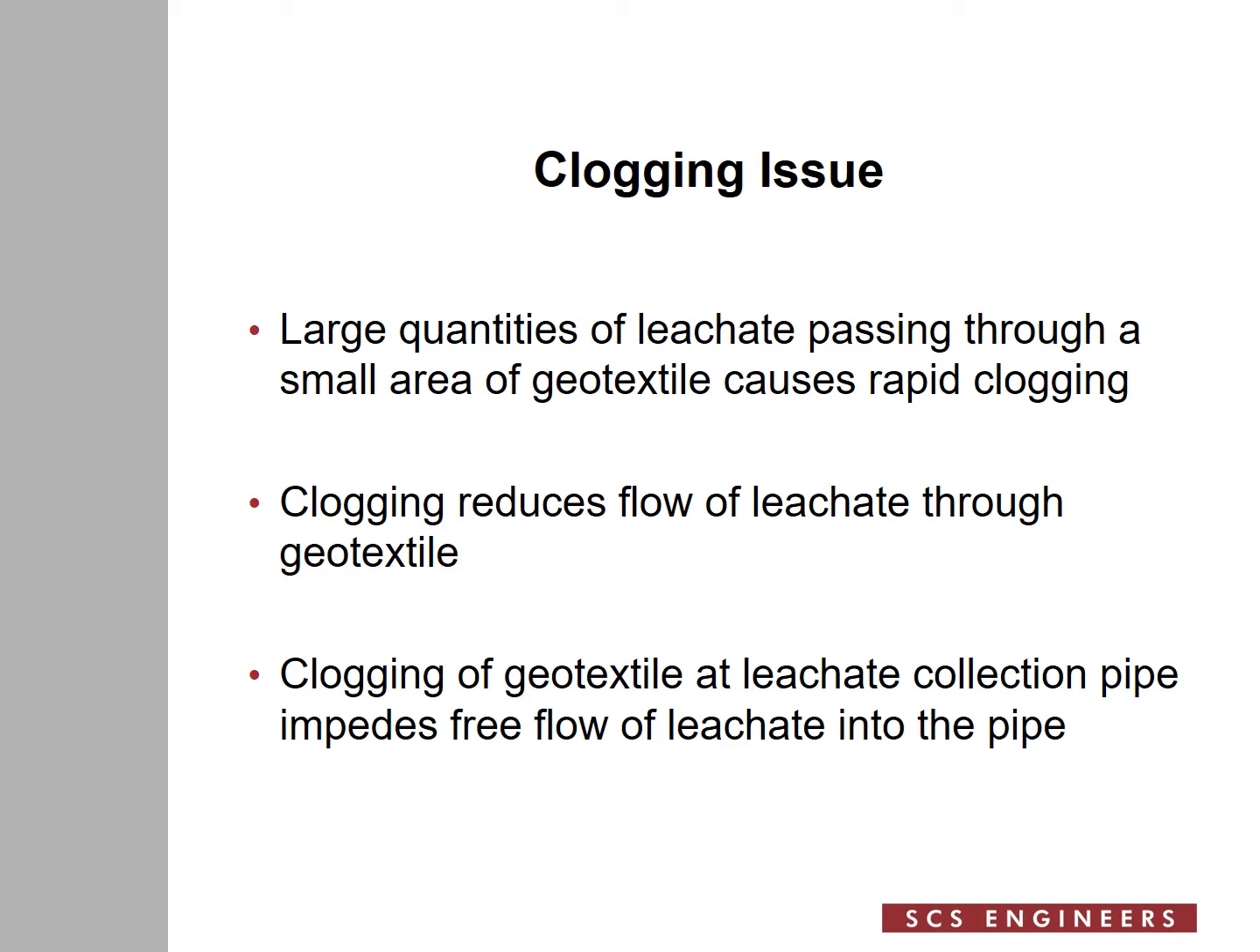In reference to the leachate collection pipes, if there is a textile on the two sides of the leachate collection pipe in the system, and large quantities of leachate from the base area has to pass through this textile to get into the gravel and the pipe, it can potentially create clogging at the textile and impede free flow of leachate from the base into the pipe.